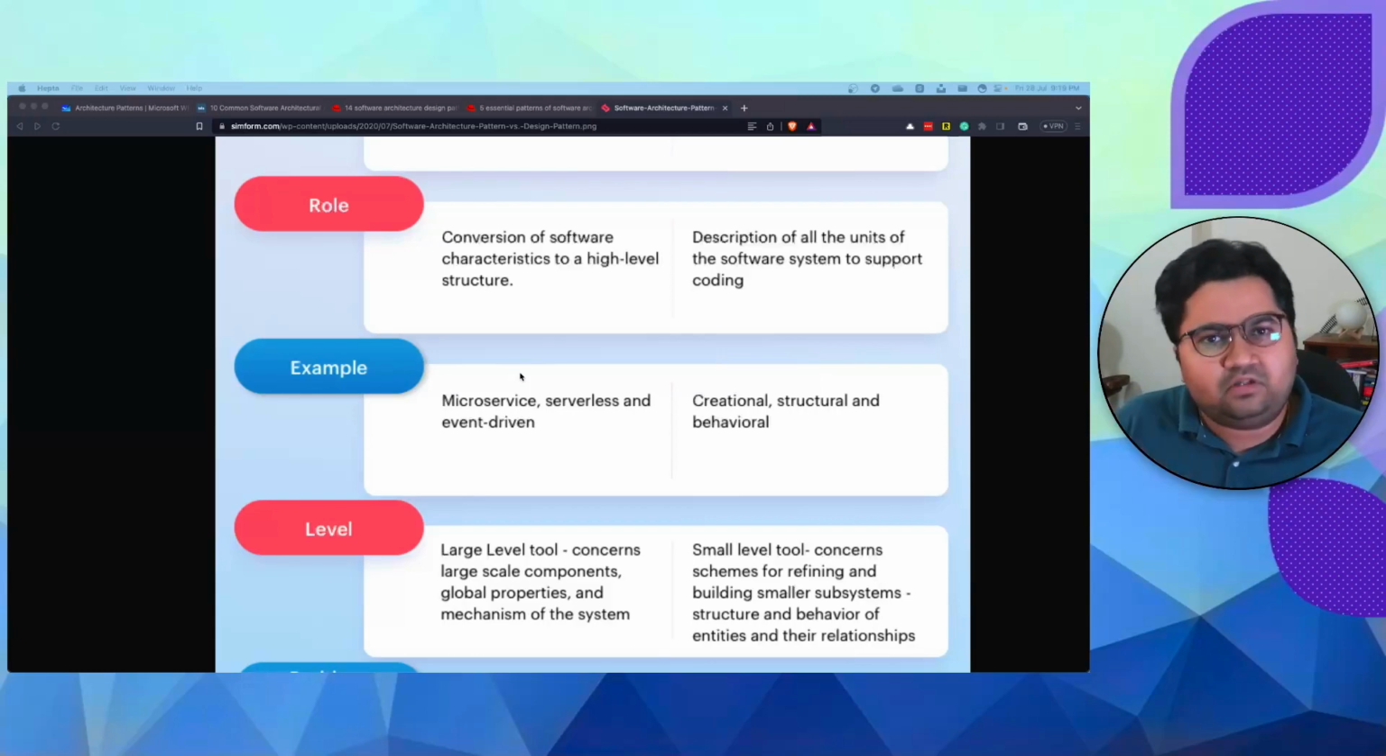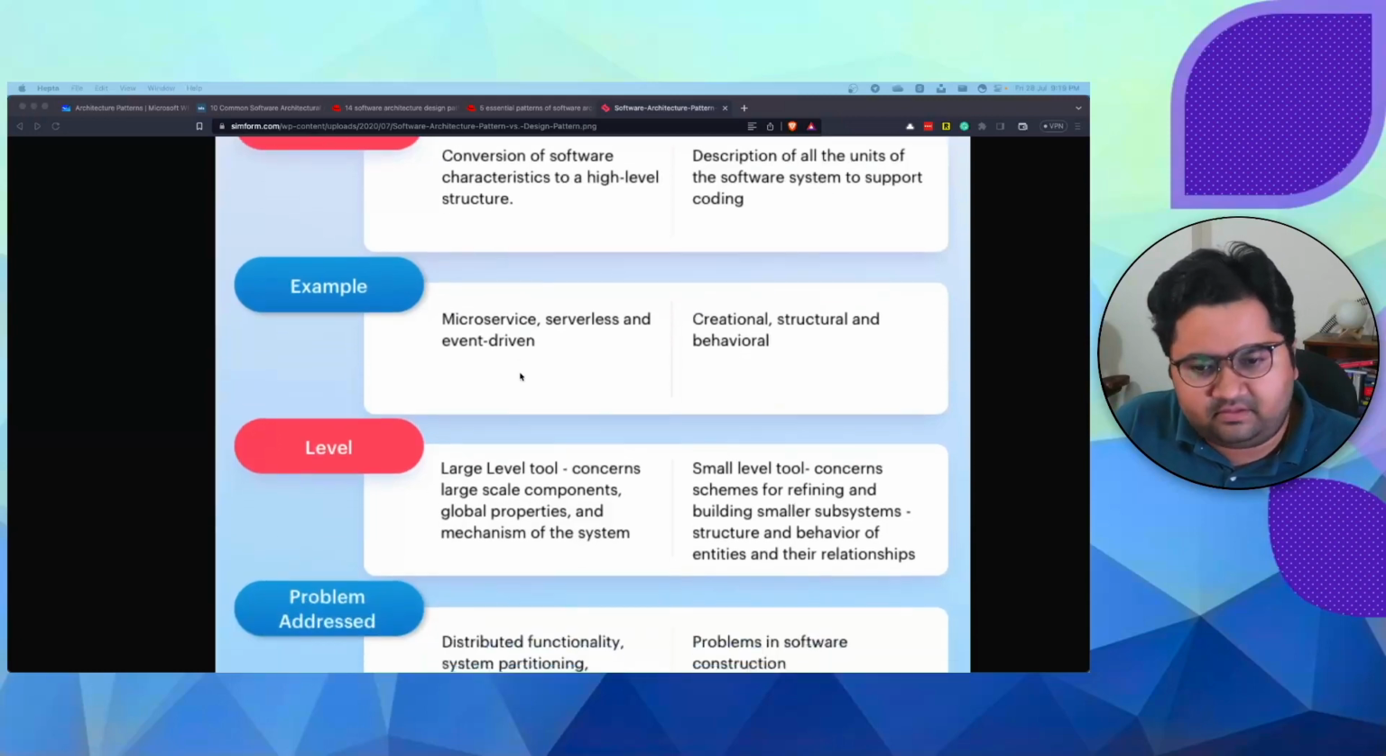Examples: microservices, serverless, event driven, layered. These are some of the architecture patterns. When you talk of design patterns: singleton, structural, behavioral, creational, object oriented. These are some of the design patterns.